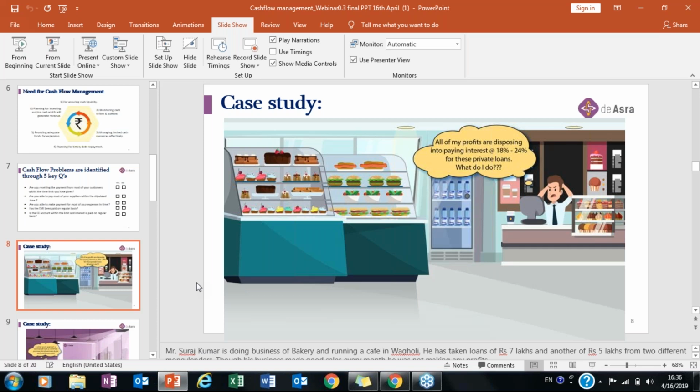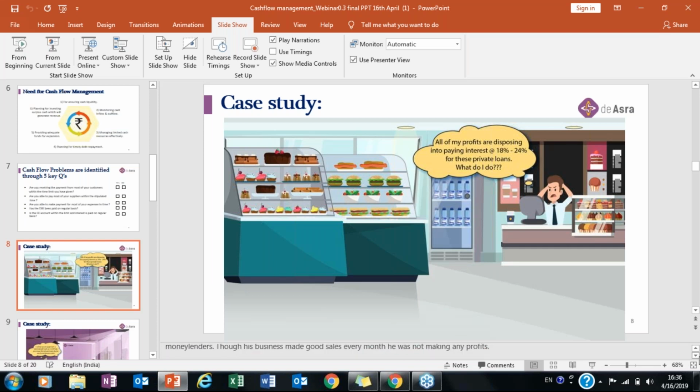This is a real case study which happened at the deAsra Foundation. An entrepreneur named Suraj Kumar, running a bakery and a cafe in Wagholi, came up to us. He had taken a 7 lakh rupees loan from one institute and 5 lakh rupees from another, from money lenders. Though his business was making good sales every month, he was not making any profits.